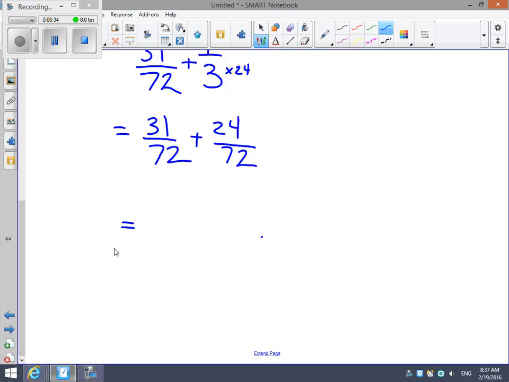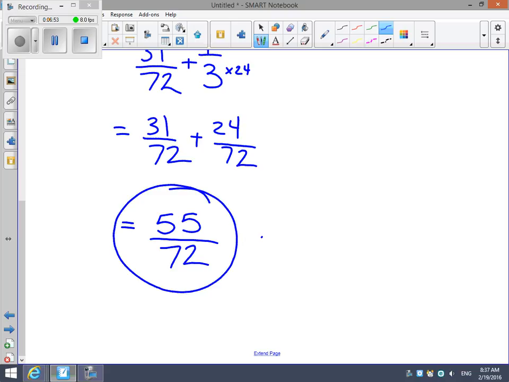31 and 24 is 55 over 72. We're not going to add the denominators, they stay the same. And I believe that could be our lowest terms. 55 has only a few factors, and none of them besides one go into 72, so that one is done. All right, one last one.